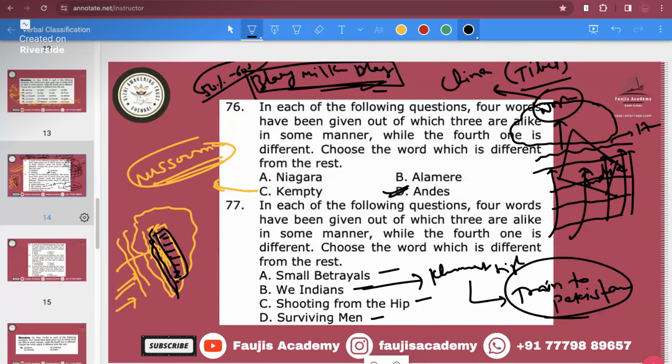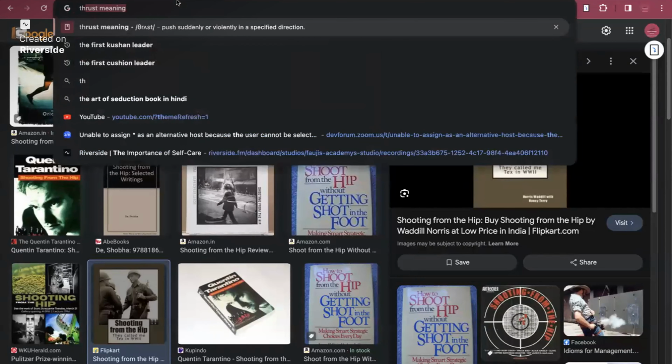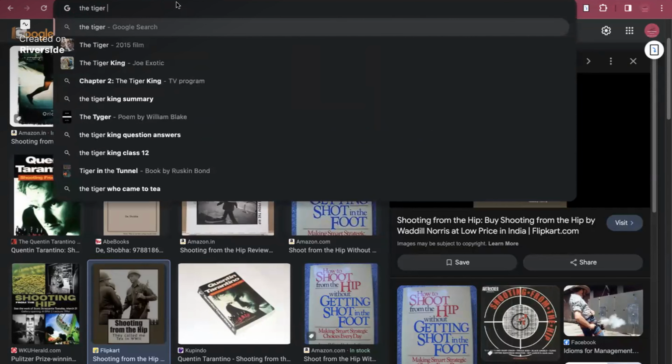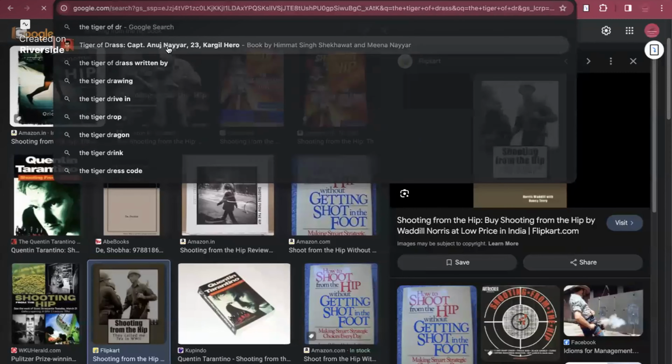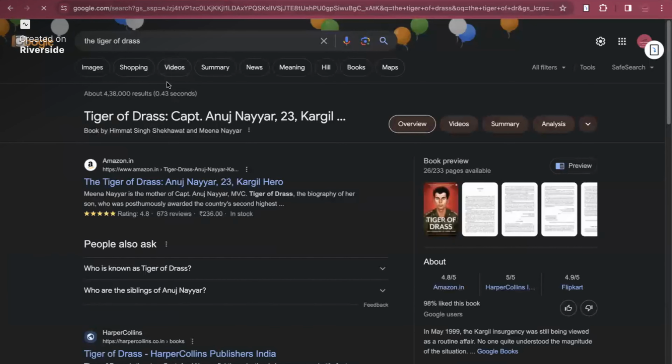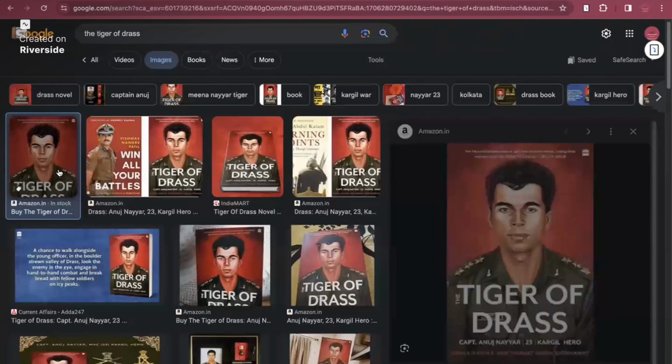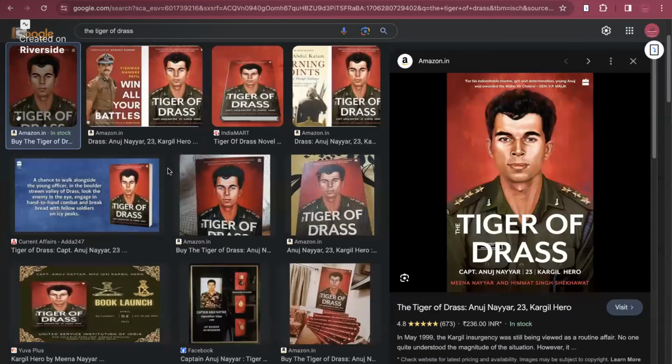Very interesting one. Captain Anuj Nagar one. It was about the Tiger of Grass. Let me show you that book. The Tiger of Grass, Captain Anuj Nagar. Read this book whenever you get time. It's about the Kargil War. Again, a very moving book. You can get it on Amazon, maybe.